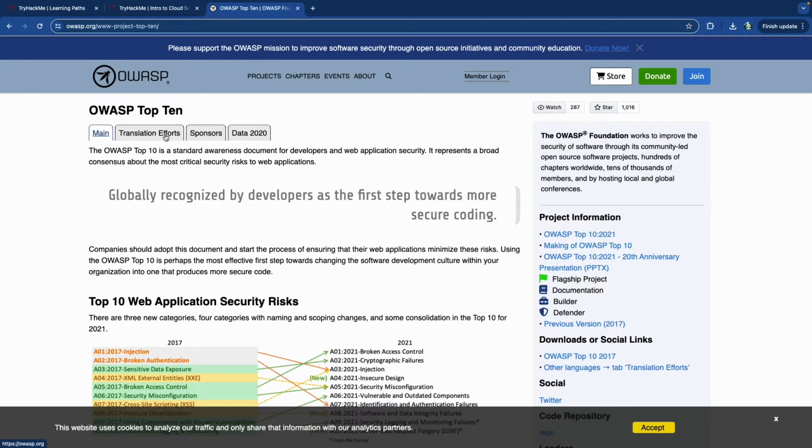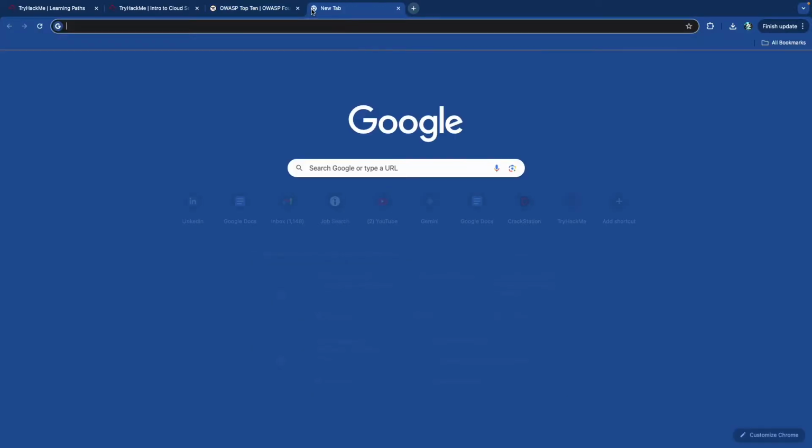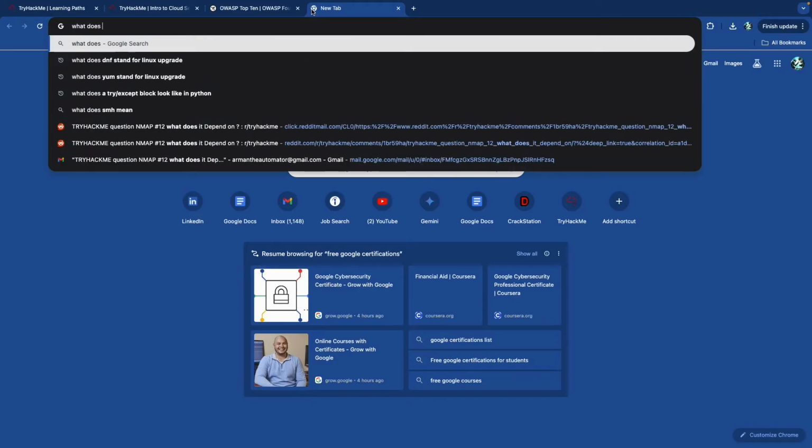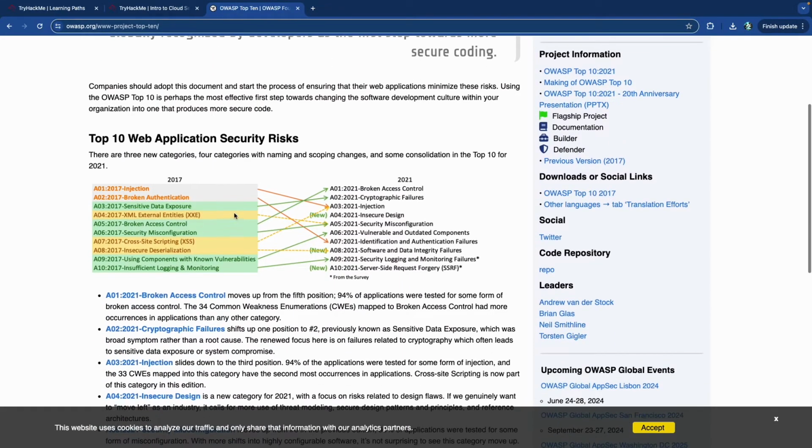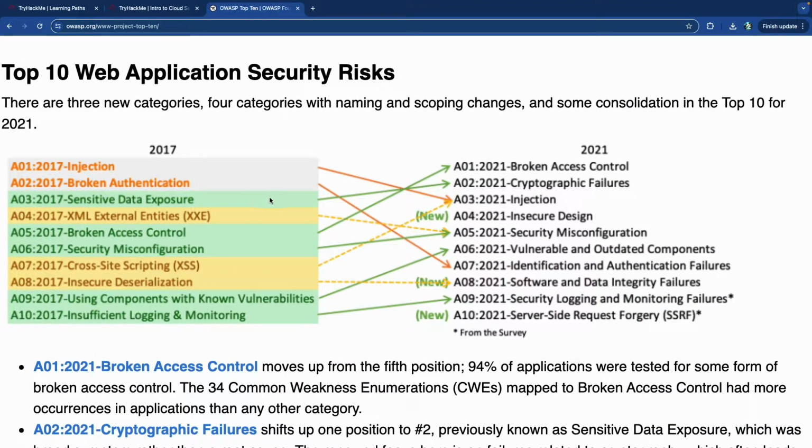My God, I can't believe I forgot it already. It's the Open Web Application Security. Hold on, what does OWASP stand for? The Open Web Application Security Project. Yeah, I was right. Okay, good. I was right.